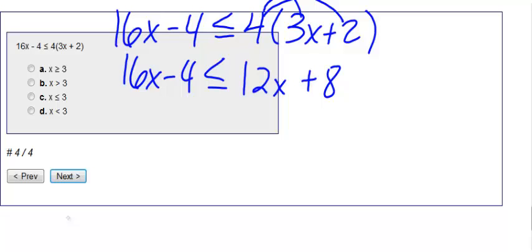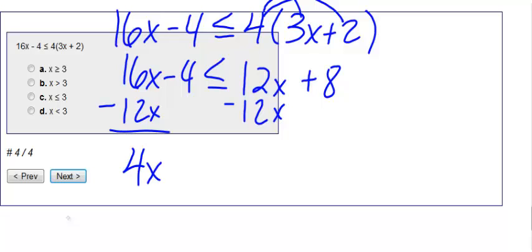So now I have this. I need to get my x's together. I need to have a positive 12x. For me to move it to the other side, I'm going to subtract 12x. 16x minus a 12x is a 4x. Bring everything else down.